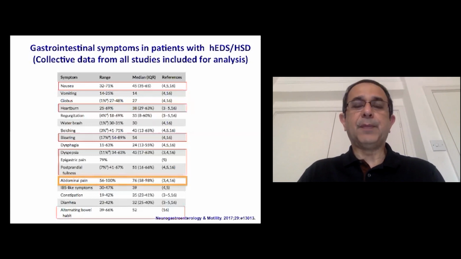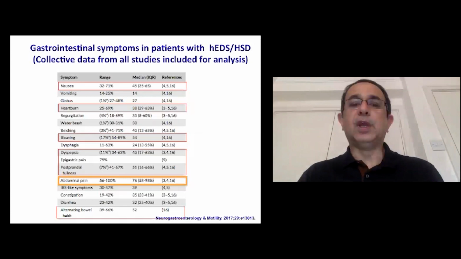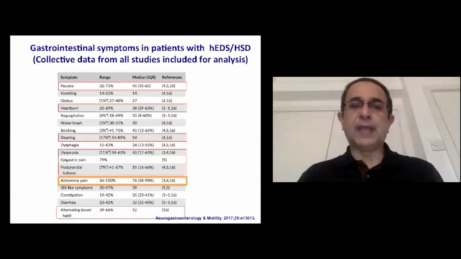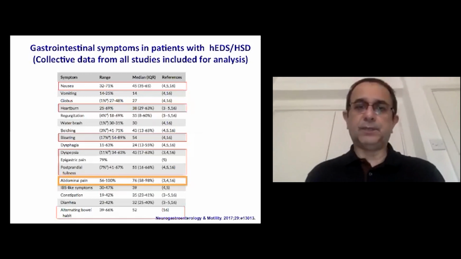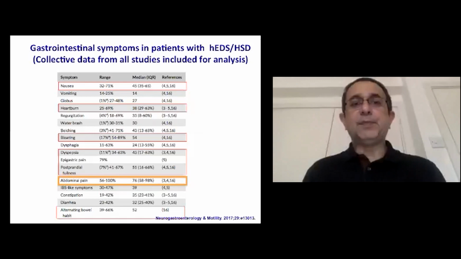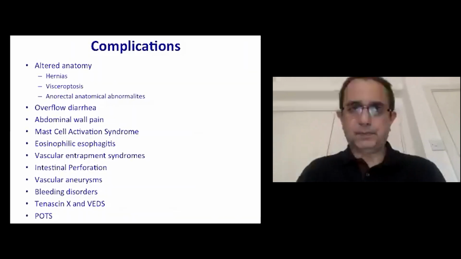But alternating bowel habits, which basically means that patients can have constipation for a while, then have diarrhea for a few days, and then go back to experiencing constipation, is again a common symptom that we see in our patients with EDS. Now, this is the presentation, but what are the complications that we see in our patients?